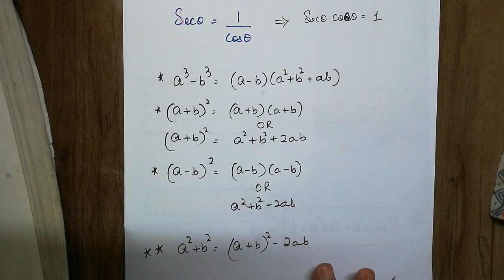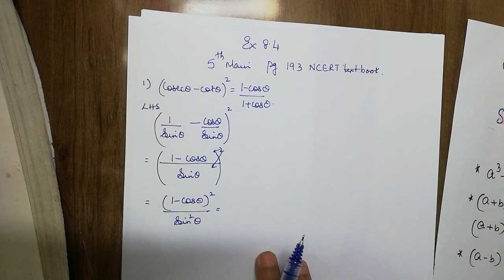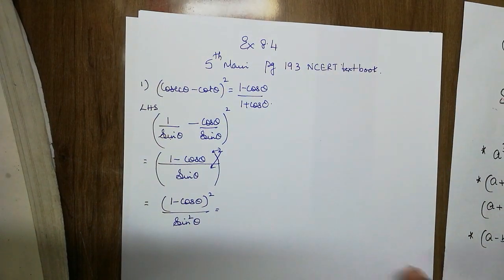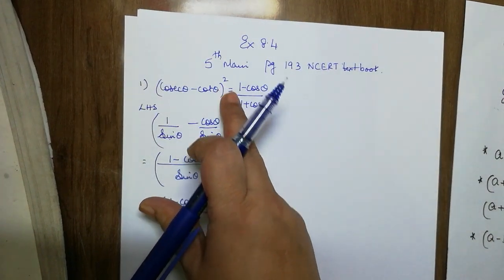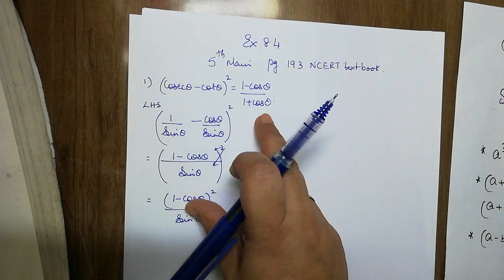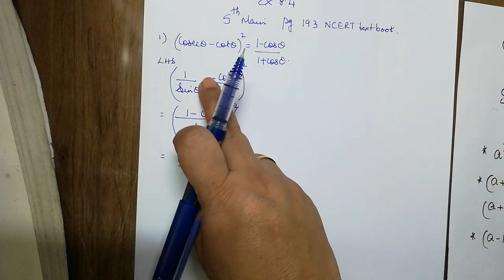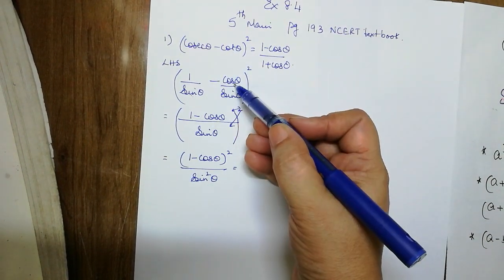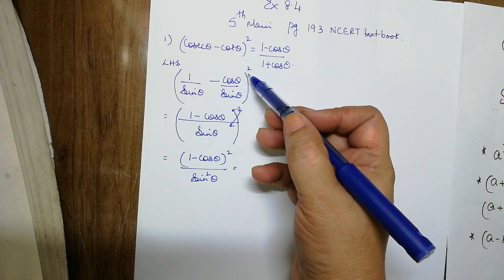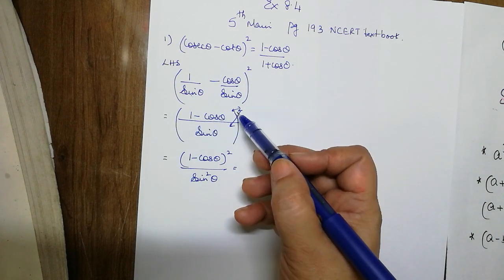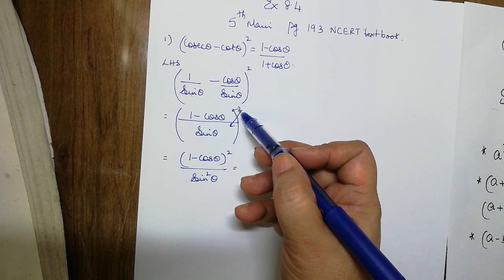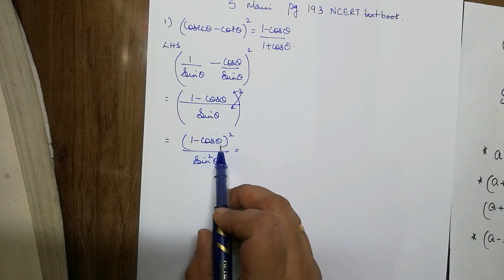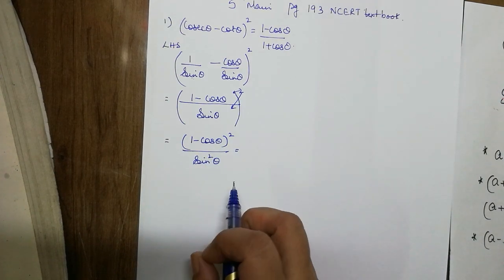Now we'll solve exercise 8.4, fifth question, page number 193, NCERT textbook. First sum is cosec theta minus cot theta whole square equal to 1 minus cos theta by 1 plus cos theta. So here cosec is written as 1 by sin theta minus cot is written as cos theta by sin theta whole square. This one, 1 minus cos theta whole square, we are giving the square to numerator as well as denominator. So 1 minus cos theta whole square divided by sin square theta.